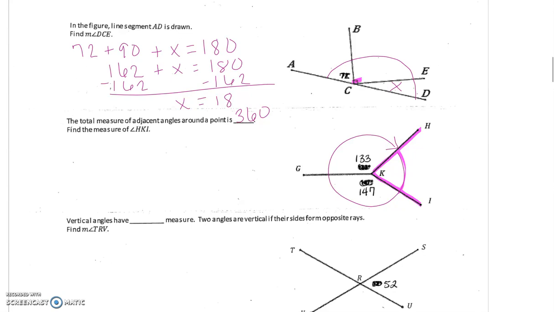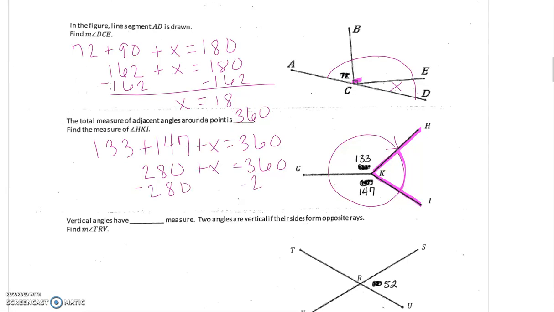360. You can add them up again like that if you want to. 133 plus 147 plus X is 360. 133 and 147 is 280 plus X. And we move our 280 over. We find that X is what? 80 degrees.